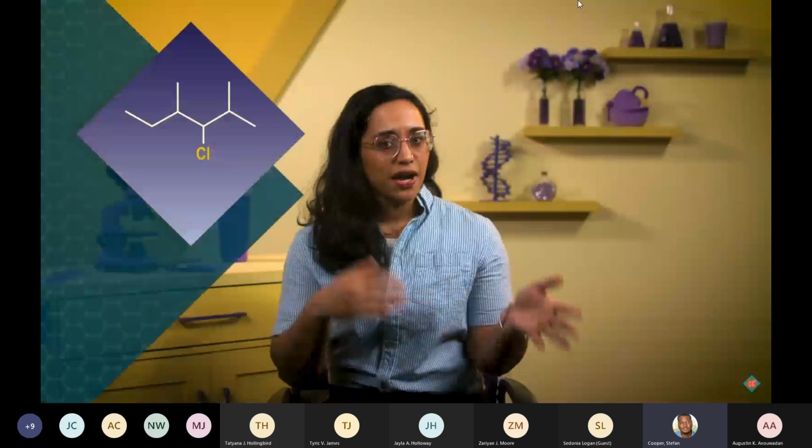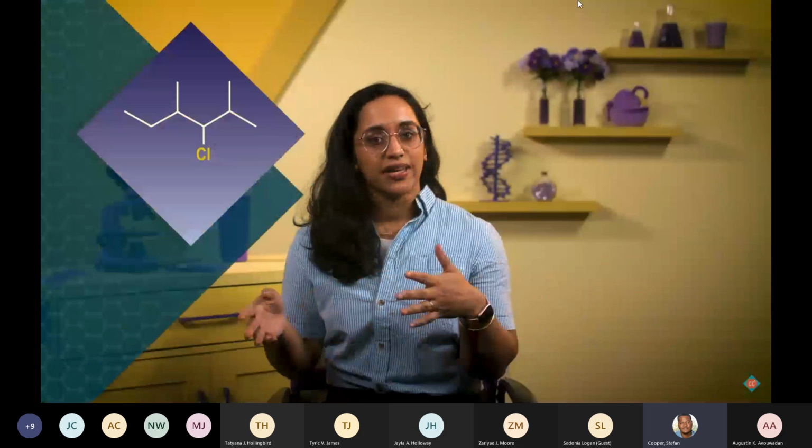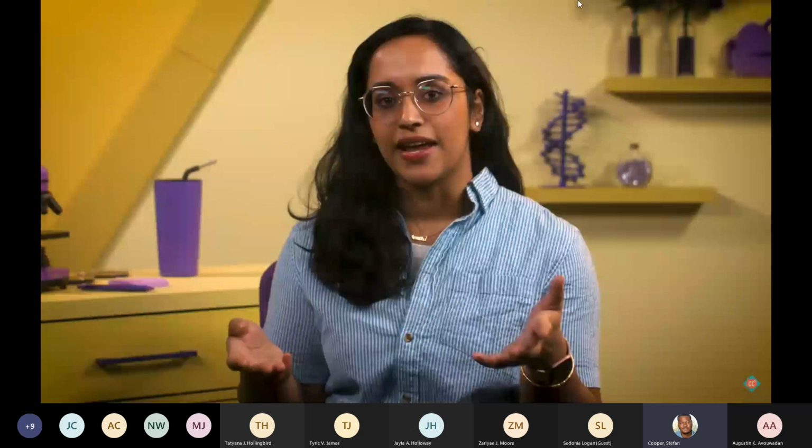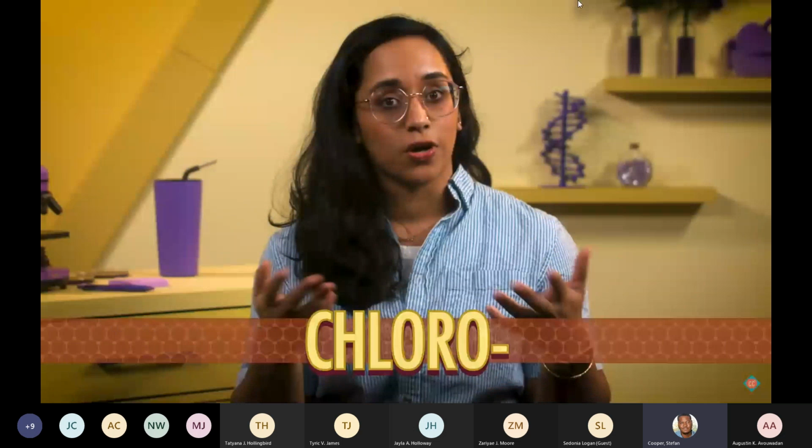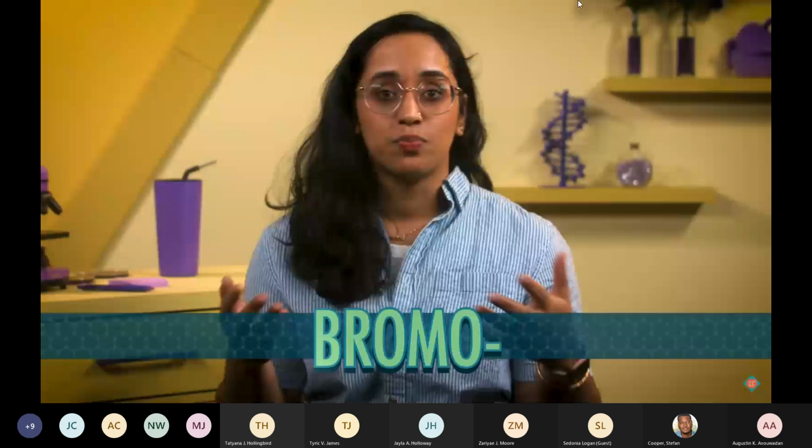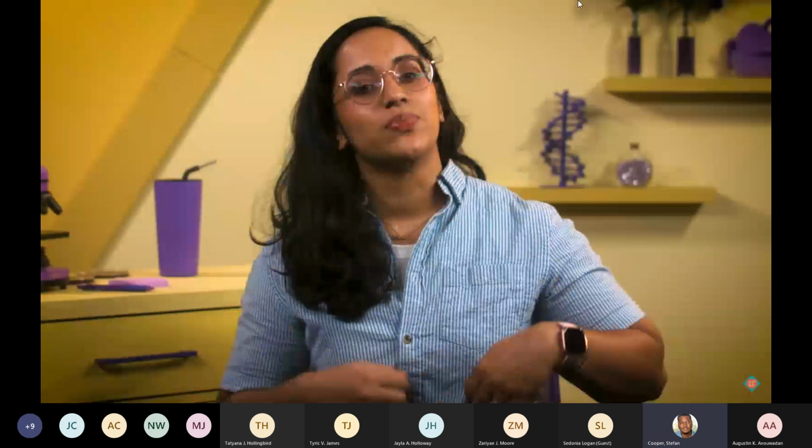Let's say we take our 2,4-dimethylhexane and replace a hydrogen atom on carbon 3 with a halogen like a chlorine atom. So the molecule name gets another prefix. Halogens get the "ine" in their name replaced with the letter O. So chlorine becomes chloro, bromine becomes bromo, and iodine becomes iodo. That means we need to tack on the prefix 3-chloro here.